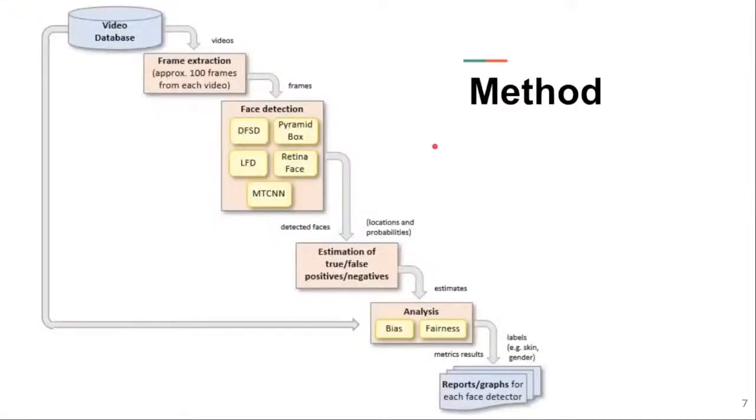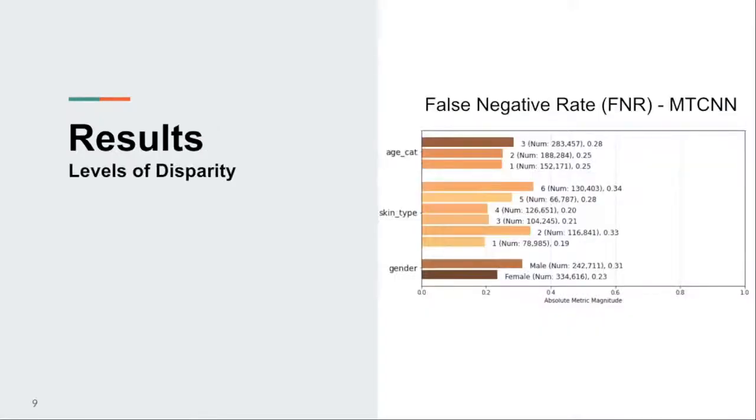In the flow chart, we present the proposed methodology, which comprises data extraction and preparation, face detection using the selected approach, estimation of face detection statistics, and analysis of bias and unfairness based on the detectors' results. In the analysis stage, we investigate the levels of disparity and the equity. In the levels of disparity, the color in the graph is based on the magnitude of the absolute metric. Dark color indicates a higher rate.